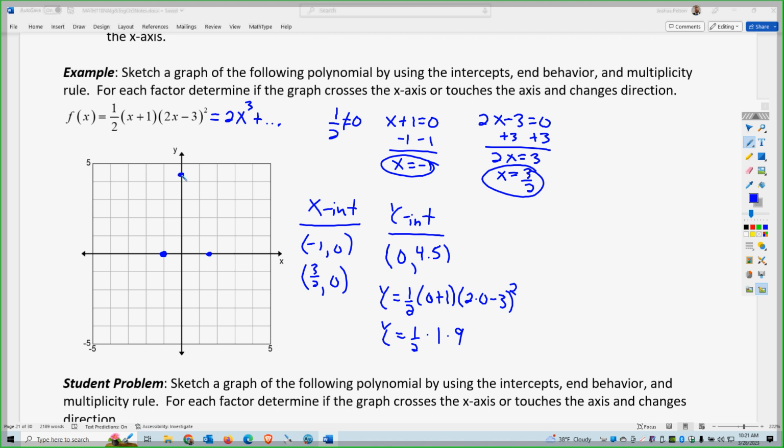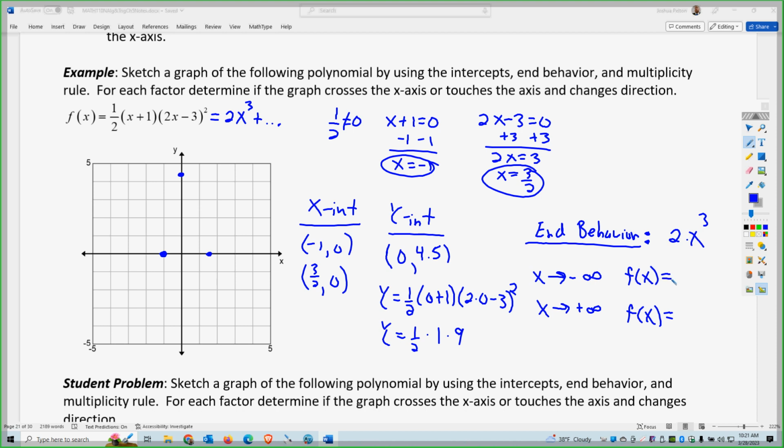Now we need to analyze end behavior. So I only need to look at the 2x to the third power. As x approaches negative infinity, and as x approaches positive infinity, what happens to the function? The positive 2 does nothing. Multiplying by a positive number doesn't change anything. But the x to the third power keeps a negative negative and keeps a positive positive. So the third power of a negative gives a negative, and the third power of a positive gives a positive. So in the positive direction I go up, in the negative direction I go down. Okay, so you make a graph going left to right.